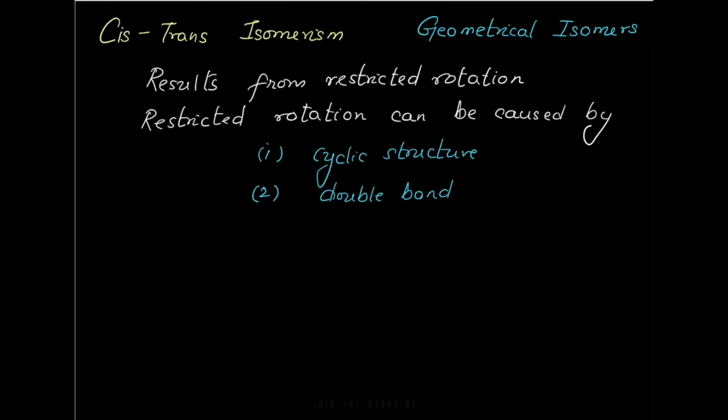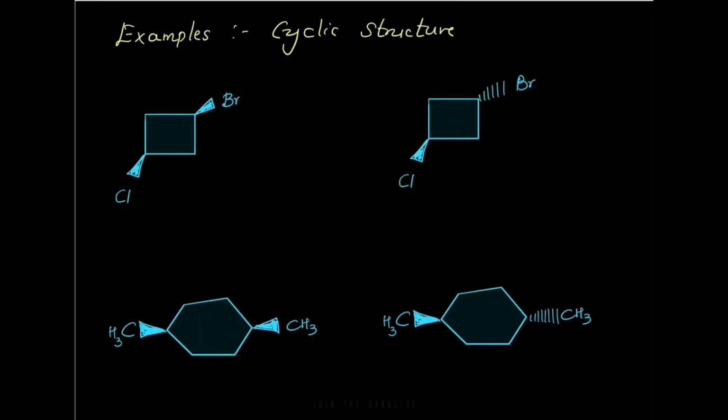Okay, now next is the cis and trans isomerism. These are also called geometrical isomerism, and they result from restricted rotation. The restricted rotation can be caused by either one of these: one is the presence of a cyclic structure, and the other one is a double bond. Now let's see some examples in both of these categories. Okay, so here are some structures. Here are some examples for cis and trans isomerism that is caused because of the cyclic structure.